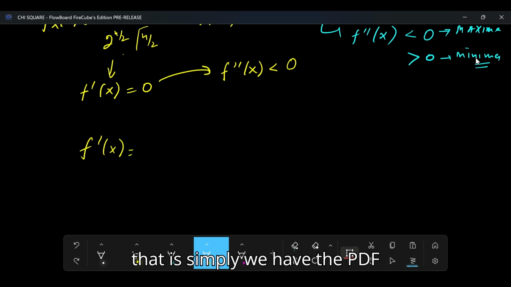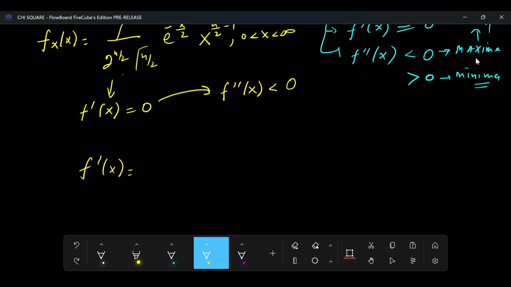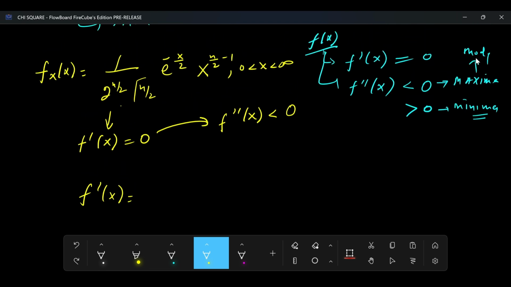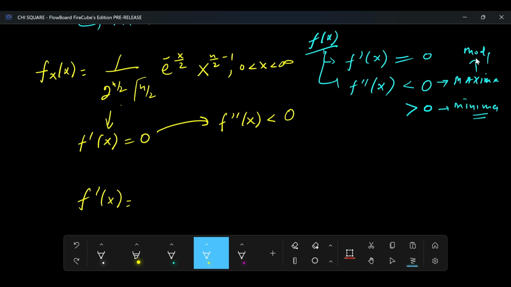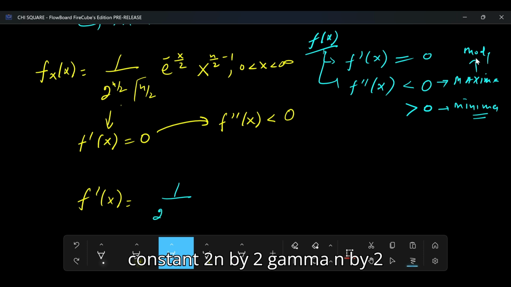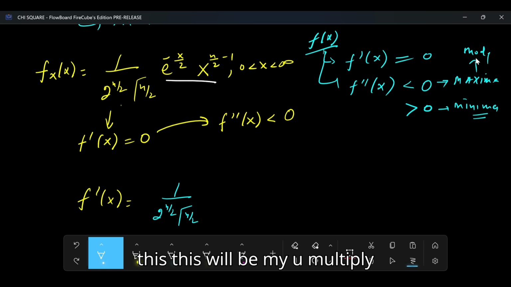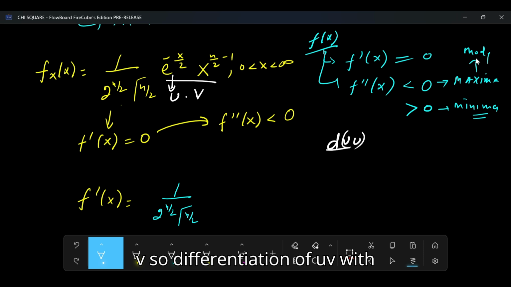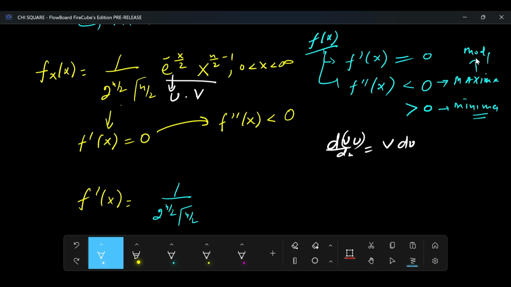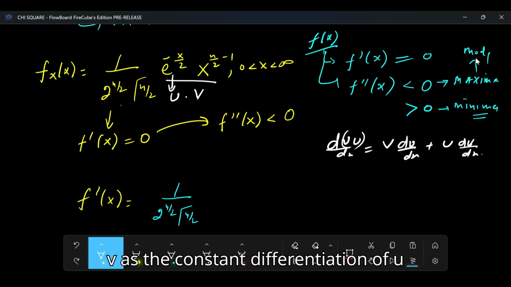That is simply, we have the PDF, that is this. So differentiate this with respect to x. So this is the constant, 1 upon 2 raised power n by 2 gamma n by 2 is my constant. Now differentiation of this will be my u multiply v. So differentiation of uv with respect to x is u dv upon dx plus v du upon dx. So treat u as the constant in differentiation of v, plus treat v as the constant in differentiation of u.